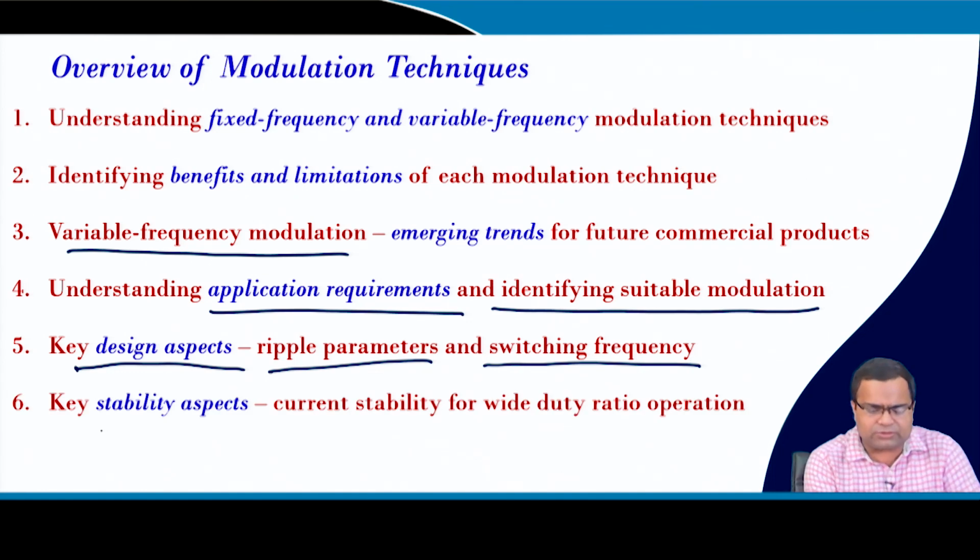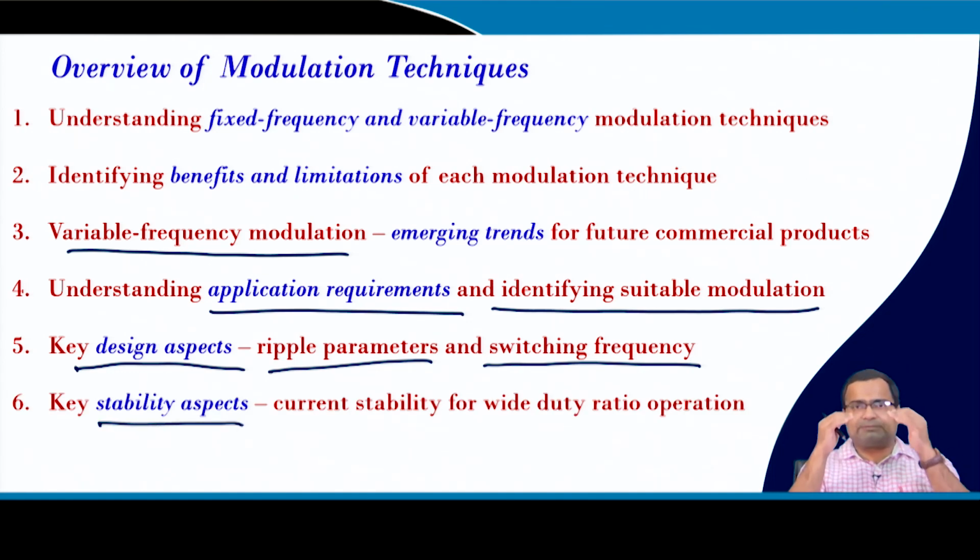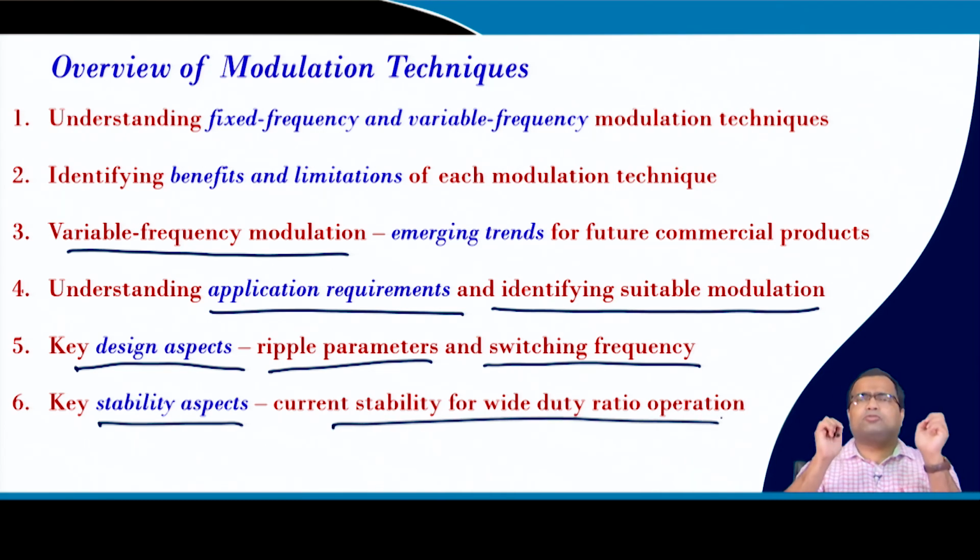Then we also learned about some stability aspects, and these aspects are important to select the modulation technique. For example, if you go for any of these variable frequency controls we have learned, like constant on time, constant off time and hysteresis, they do not have any current loop stability problem. So, they can be operated for wide duty ratio operation, whereas in peak current mode control you have real difficulty with wide duty ratio operation because of current loop stability, and we often introduce ramp compensation, which makes the current loop bandwidth lower.